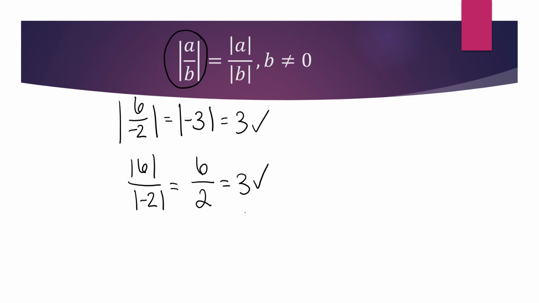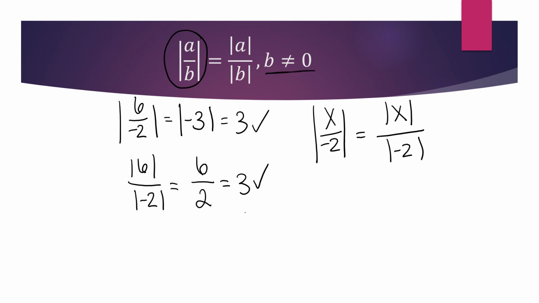And just like the last one, you could apply this to something like x over -2. If you had that inside the absolute value, you could split that up as the absolute value of x over the absolute value of -2. The one thing I do want to touch upon is this b not equal to 0. Anytime you have a denominator, notice that b is our denominator. It can't be equal to 0 because that means you're dividing by 0, and we can't divide by 0, which is why this b value can never be equal to 0.